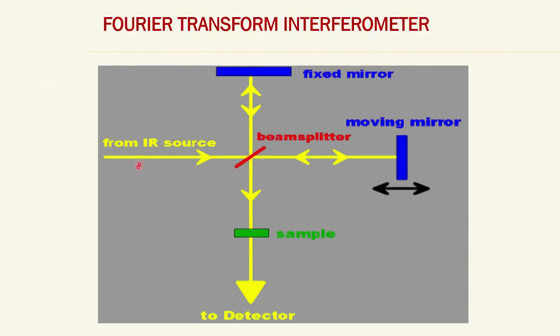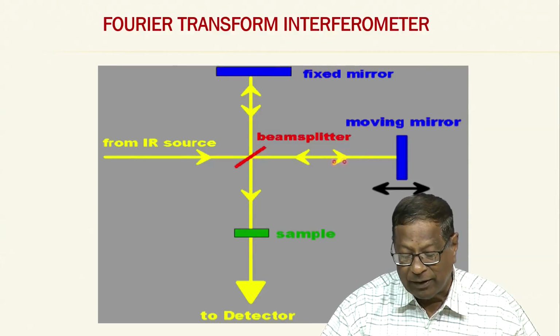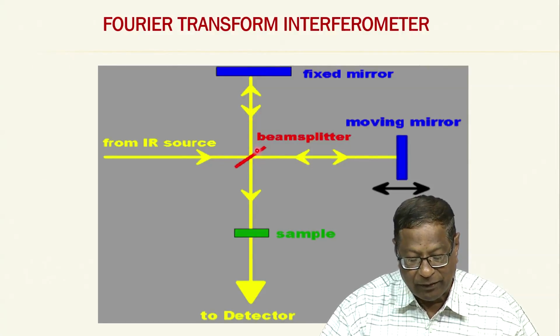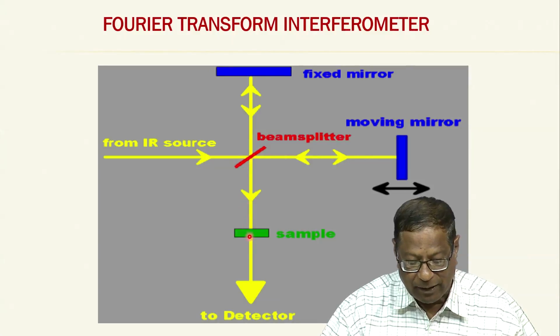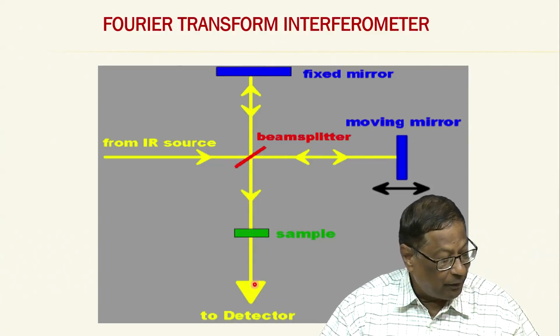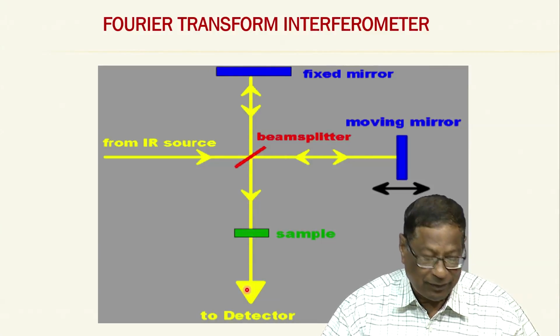Hello everyone. So, I have been showing you this picture in the last class. We closed here: IR source, a beam splitter, a moving mirror, a fixed mirror. The beam splitter splits into two, then the fixed mirror reflects, the moving mirror also reflects, and all the reflected radiation passes through the sample and goes to the detector, whatever is remaining, that is unabsorbed IR.